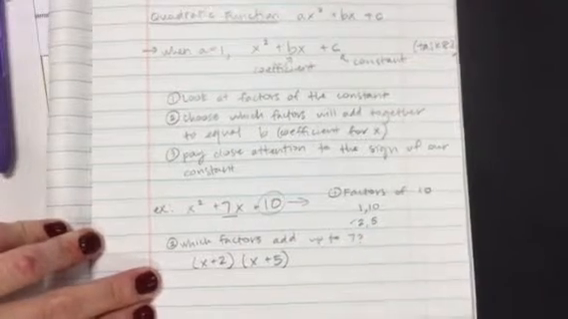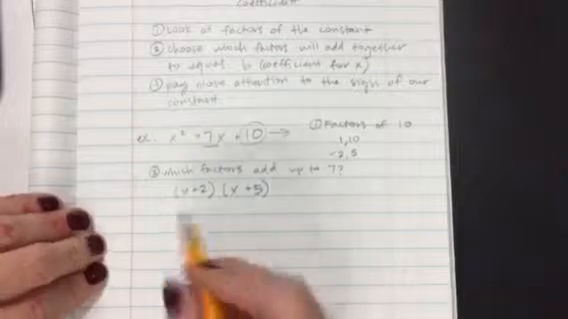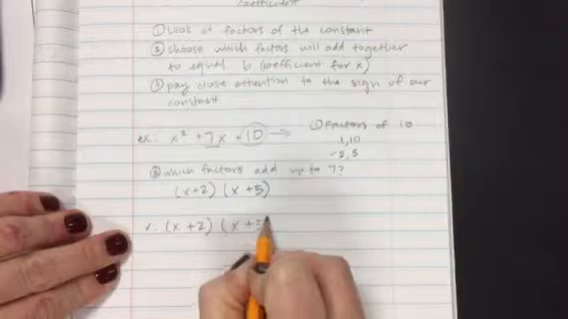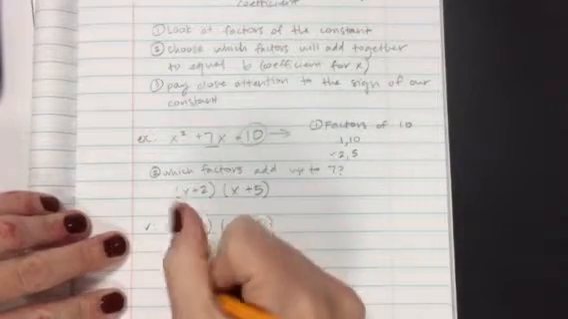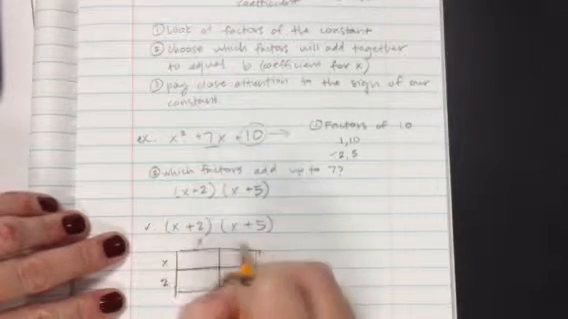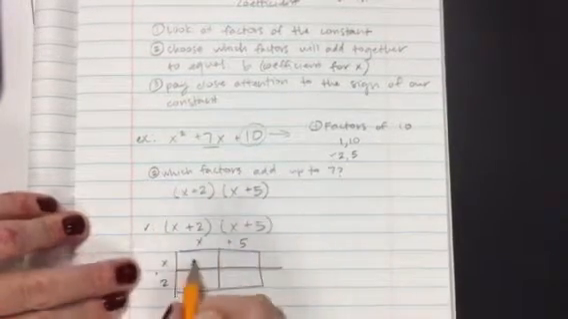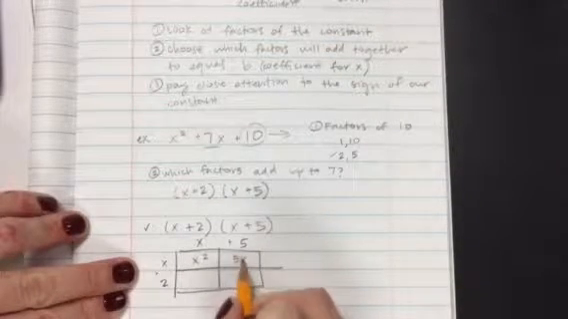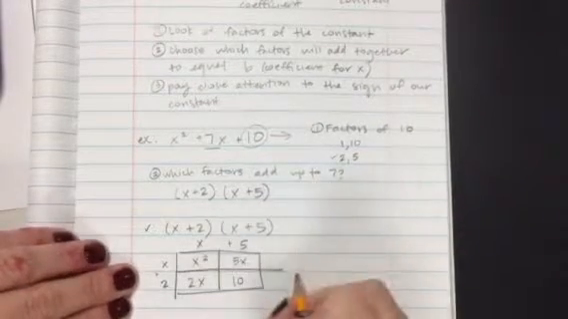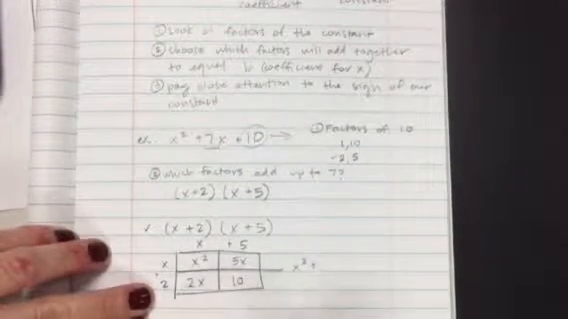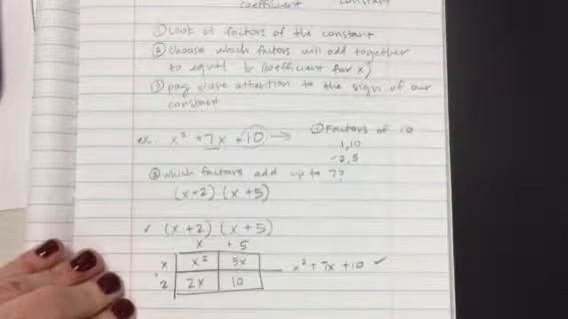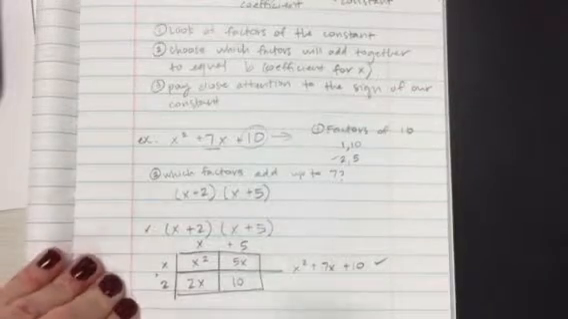If we were to check this, which I would suggest you always do, we want to say x plus 2 times x plus 5. We can draw our box, x and 2, x plus 5. This would be x squared, this would be 5x, this would be 2x, and this one would be 10. We add it all together and we get x squared plus 5x plus 2x is going to give us 7x plus 10. So it checks out. Pause if you need to. We're going to move on to another example.